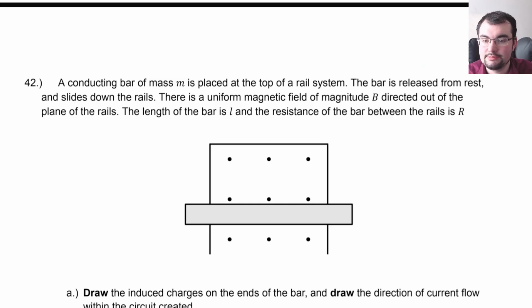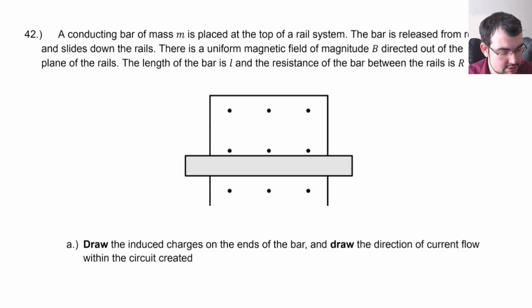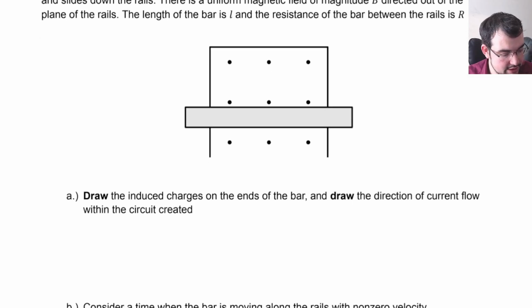All right, last one. A conducting bar of mass M is on top of a rail system. We release the bar from rest, and we slide the bar down the rails. This is basically the same problem, except it's vertical, and we are not helping it. We just drop the bar. Draw the induced charges, and draw the current flow in the circuit created.